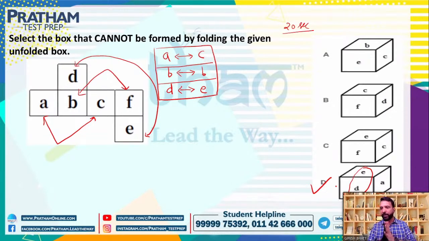Got the point? Everyone, tell me, is this concept clear now? What is the concept of open dice and how to tackle the questions related to open dice? The concept is simple. Alternate faces are opposite, and the second point is opposite faces can never be adjacent. And this is now the complete concept of dice.